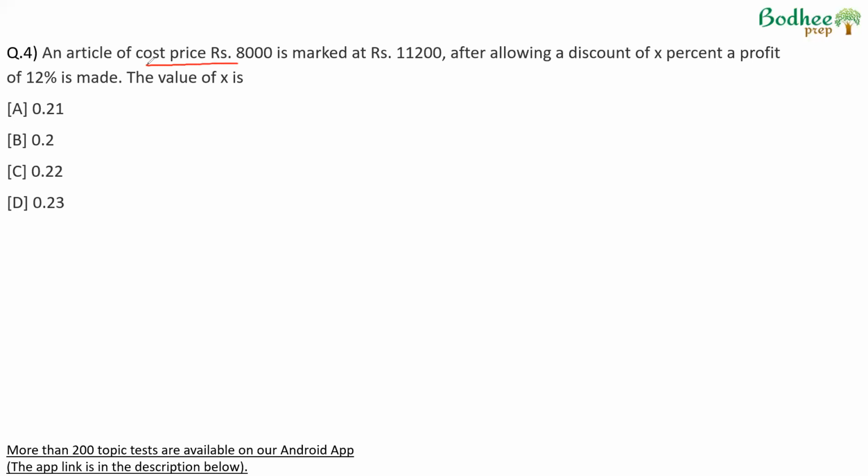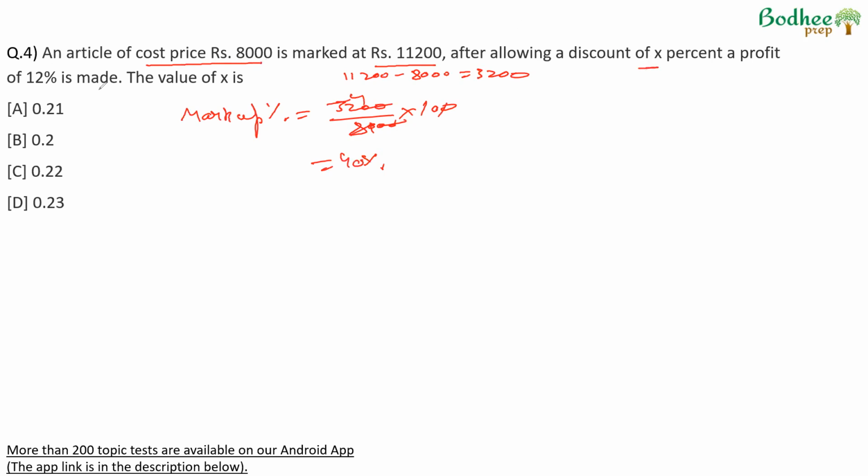An article cost rupees 8000 is marked at 11200. So if we look at markup percent, it is 11200 minus 8000, which is 3200 is the markup. 3200 on cost price upon 100. This is the markup percent. 0000 cancel, 00 cancel, 8 4s are 32. Markup is 40%. Discount X%, profit 12%, value of X.